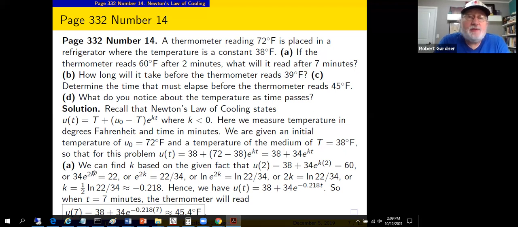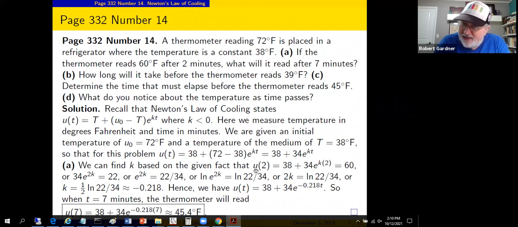Part A asks, if the thermometer reads 60 degrees Fahrenheit after 2 minutes, what will it read after 7 minutes? We still don't know K. K is some constant. Let's use this observation: the thermometer reads 60 degrees Fahrenheit after 2 minutes. Let's use that to find K.